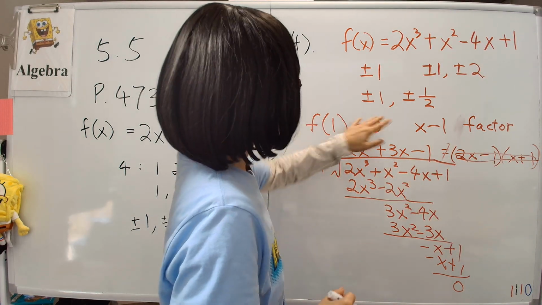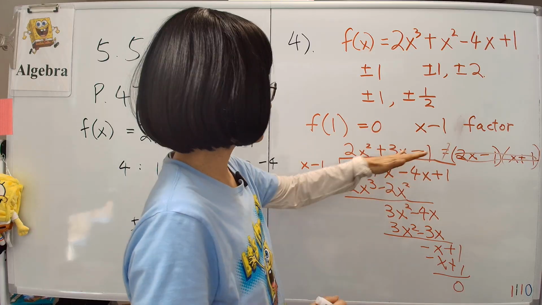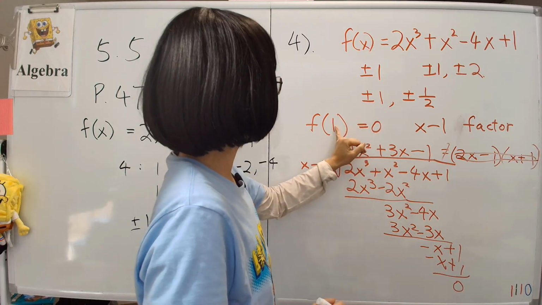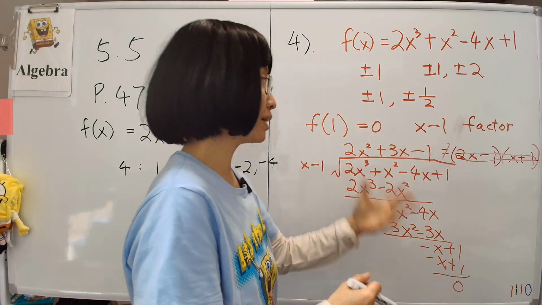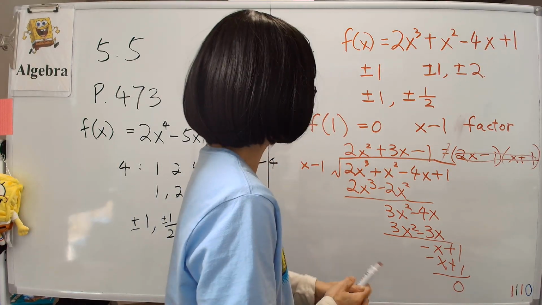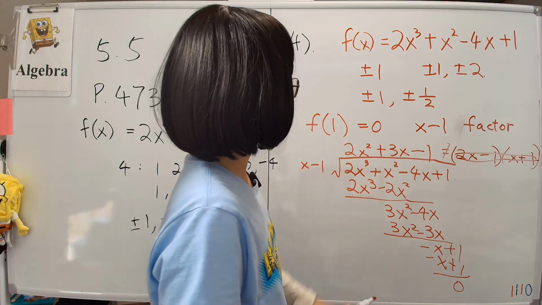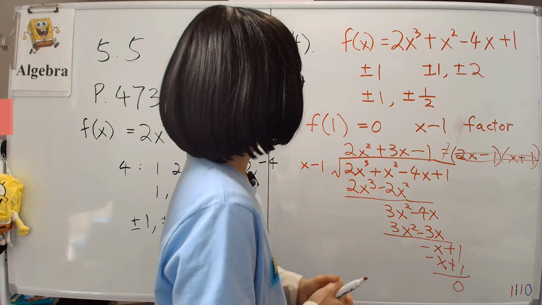Now the book, of course, checked all the other numbers. Instead of doing this, the book checked all the other numbers. We checked 1. The book also checked minus 1, plus 1/2 and minus 1/2, and there's nothing wrong with doing that. That is fine too. Either method shows that this has only one rational root, and that is 1.